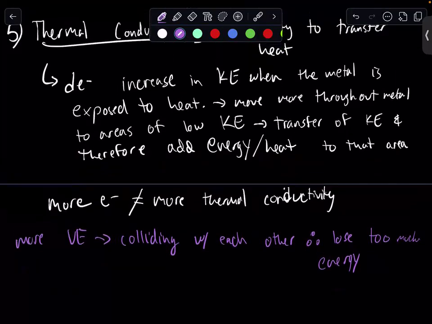So these are all the properties of metals. This is how metallic bonds work and hold things together. So hopefully this helps, and have a great day.